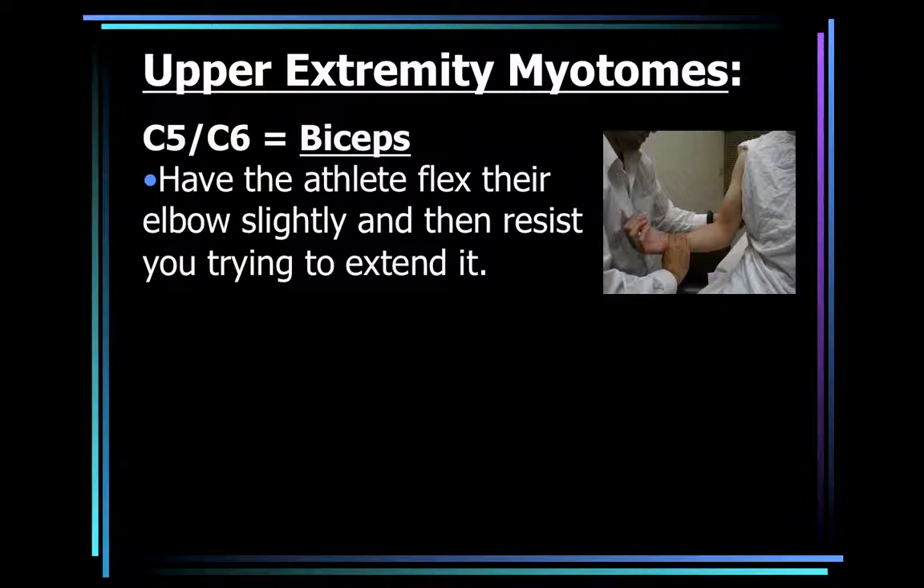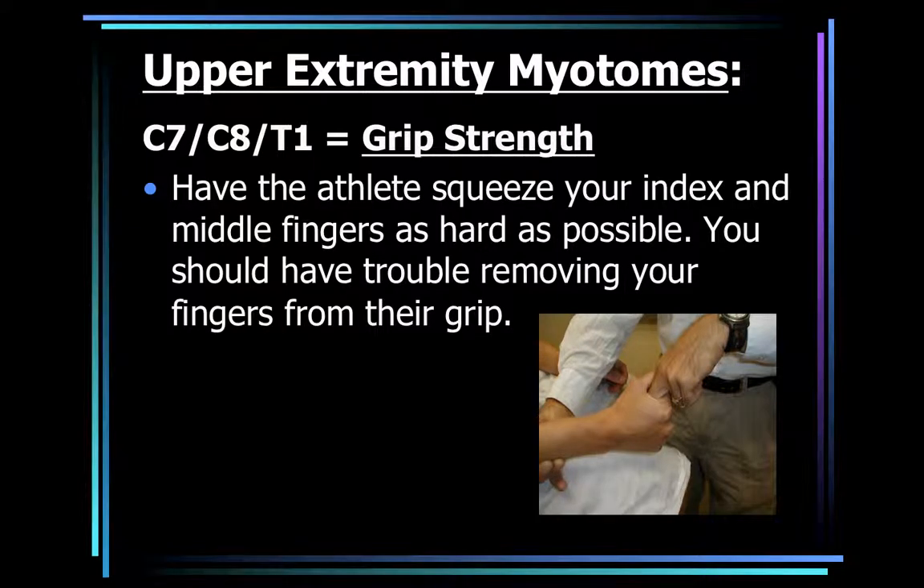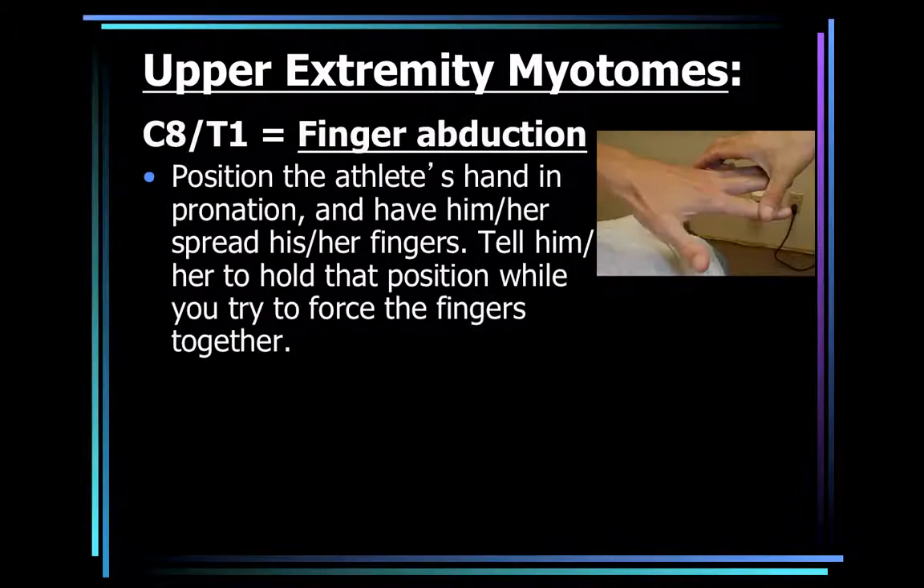So for the biceps, that's going to be your C5-6 nerve root. For the triceps, just the opposite. You're going to have them flex their elbow and then resist you trying to flex it more. So they're going to be using the triceps, and that's C6, 7, 8. Grip strength, you'll just let them grip your second and third fingers. Tell them to squeeze them as hard as they can. You shouldn't be able to pull your fingers out, okay? And that's testing C7, 8, and T1.